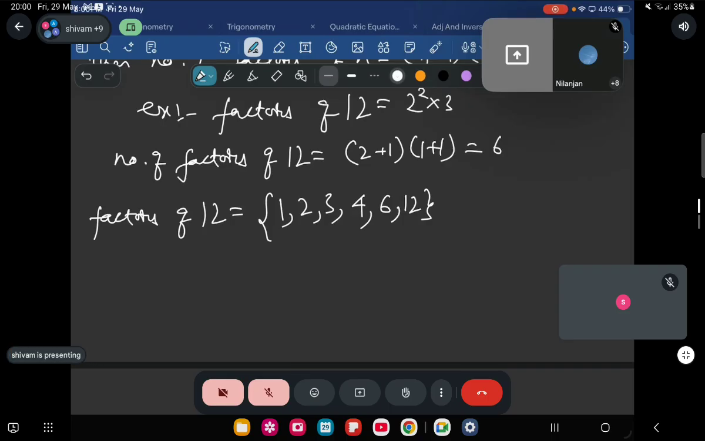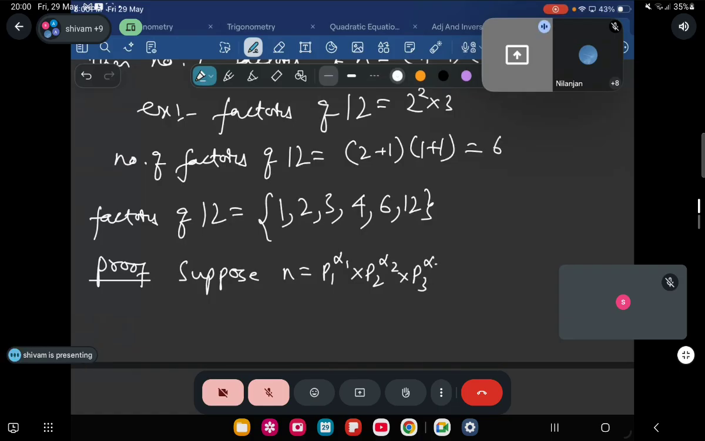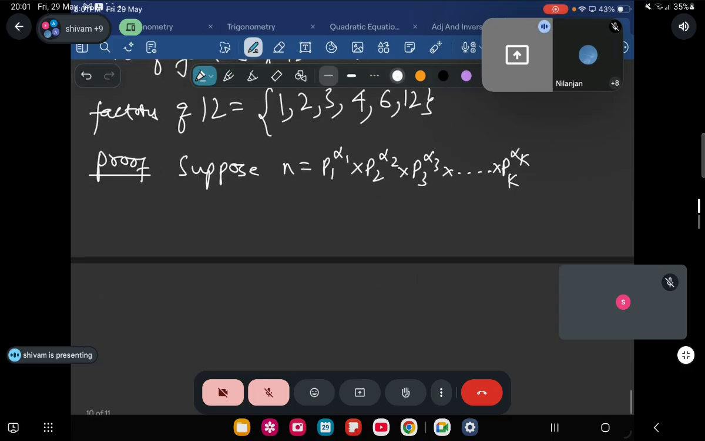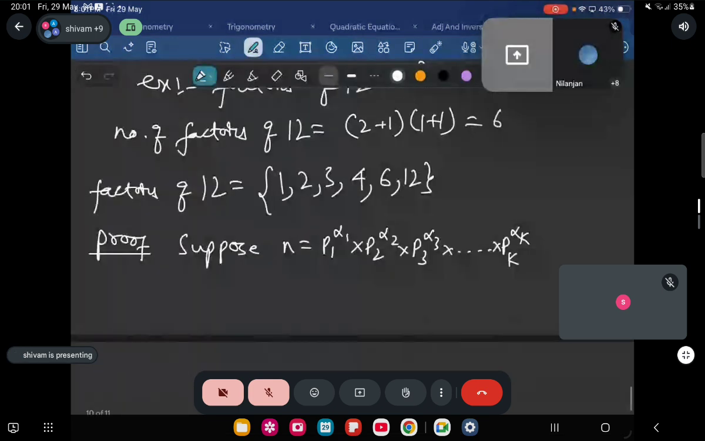Let us see the proof. Suppose n is equal to p1 to the power alpha 1 into p2 to the power alpha 2 into p3 to the power alpha 3 up to pk to the power alpha k. Let us say that this is n, where p1, p2 up to pk are prime numbers.